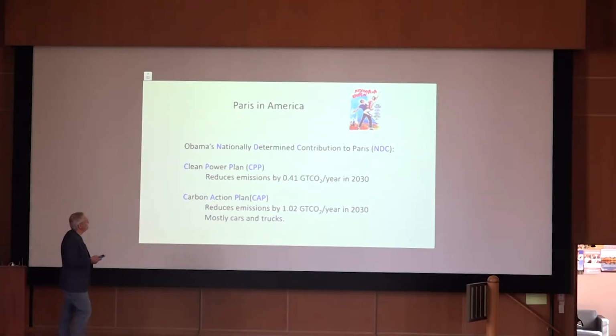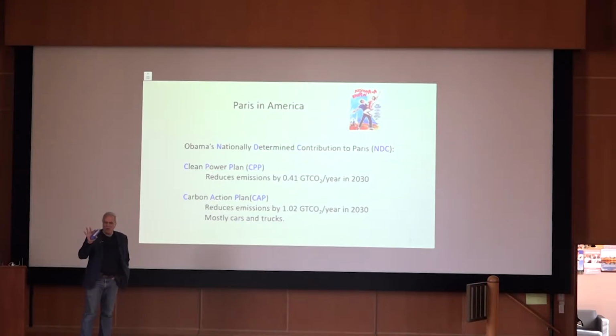All right, so the Paris in America thing that Obama's administration signed us up to has a nationally determined contribution that consisted of, or still consists of, a thing called the Clean Power Plan, which reduced emissions by 0.41 gigatons per year by 2030. You should know that we're starting here at about 5.5 gigatons of CO2 emissions in this country. Okay, so this is the Clean Power Plan, if you've heard about that. That reduces emissions by 0.41 of that 5.5 by 2030.